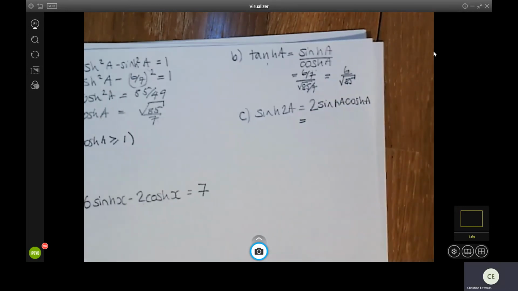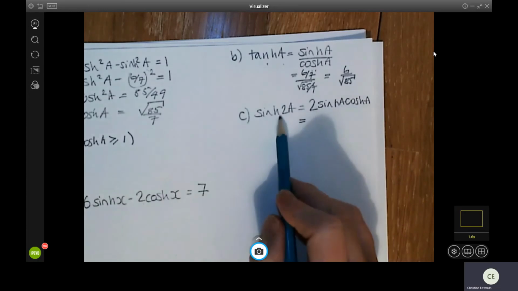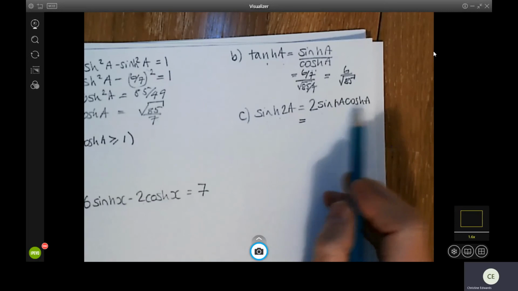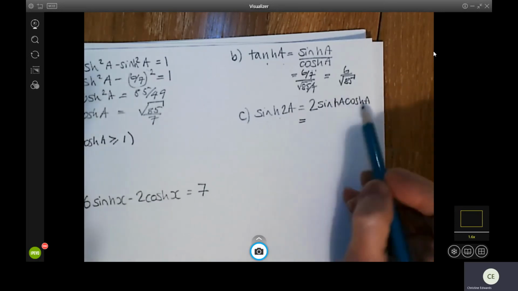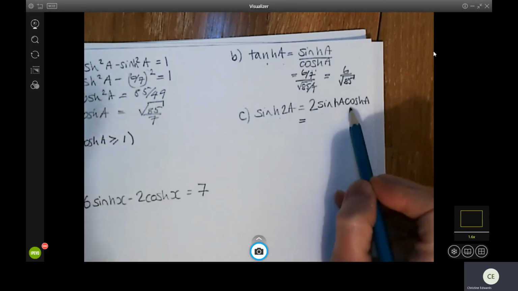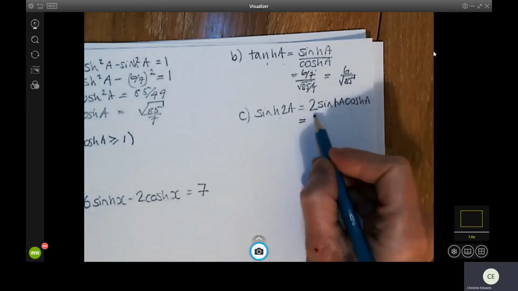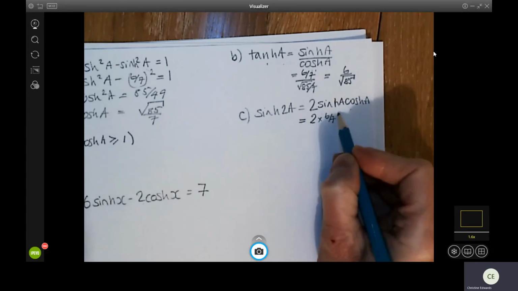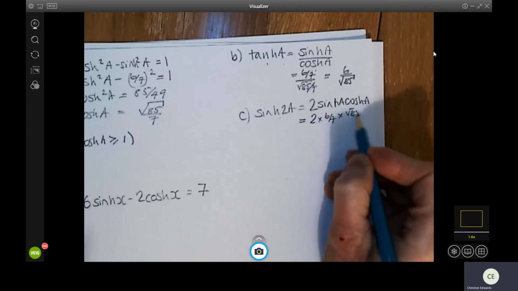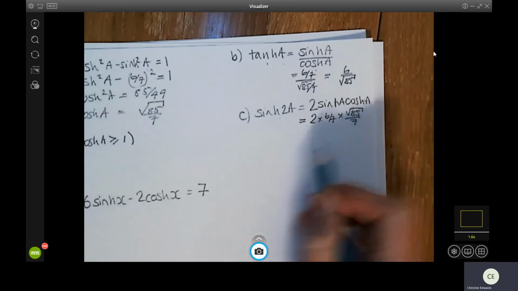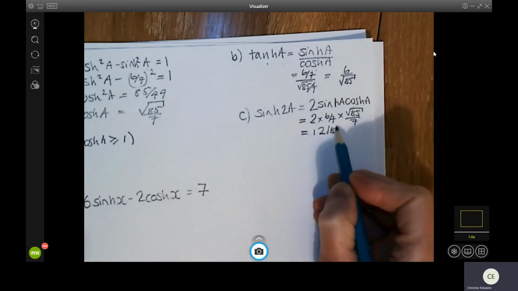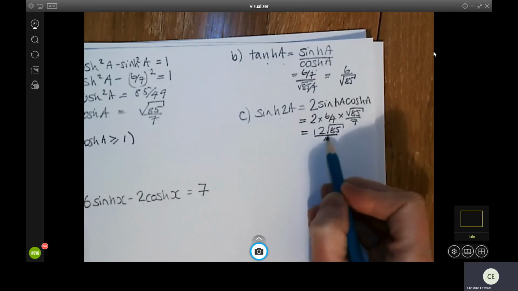And then last but not least, I'm being asked to find hyperbolic sine of 2a. So again, I'm going to use an identity. It is very similar to the trig identity because there are no squared sine terms involved. So I'm going to have 2 times the 6 over 7 times the root 85 over 7, which simplifies to 12 root 85 over 49.